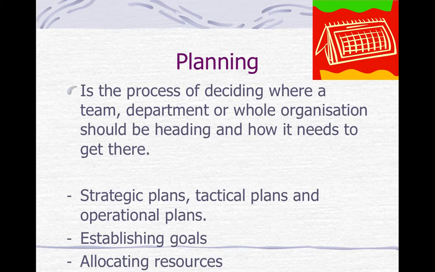So the first function of management is planning, which the definition is the process of deciding where a team, department, or whole organisation should be heading and how it needs to get there. So we have 3 main types of planning. We have strategic plans, tactical plans, and operational plans.